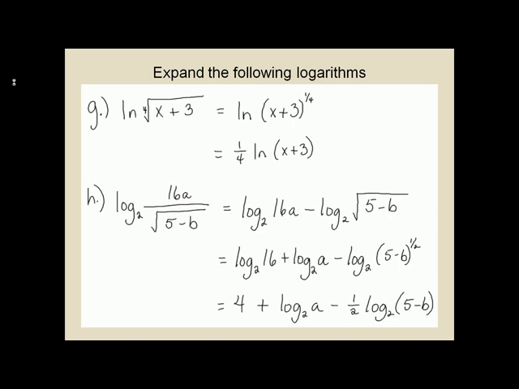Last, we can simplify. The log base 2 of 16 is 4 plus log base 2 of a minus, we can bring the 1/2 out in front using property number 3. That's 1/2 log base 2 of 5 minus b. I have no more logs to simplify. I have no more logs of products, no more logs of quotients, and no more logs involving powers. So once I've dealt with all of those properties, I've expanded the logarithm as much as possible.